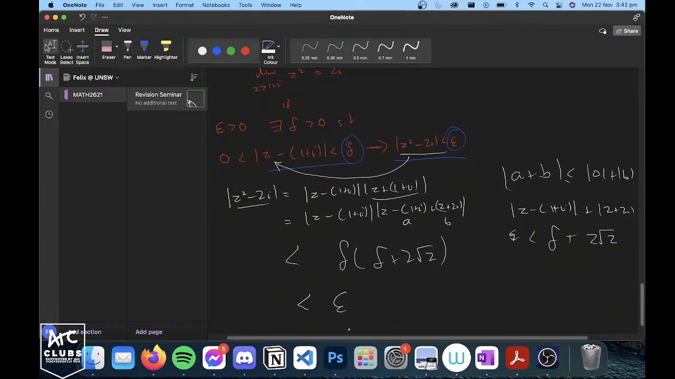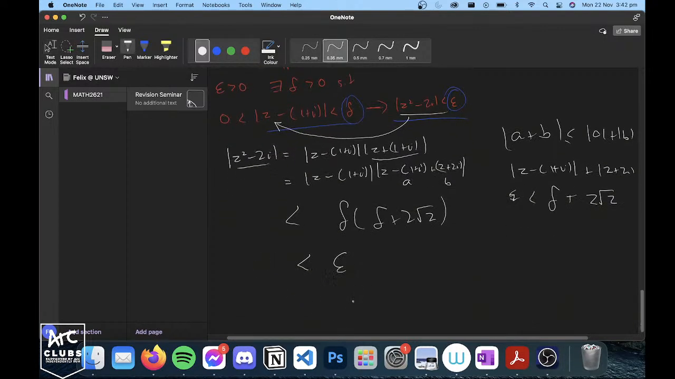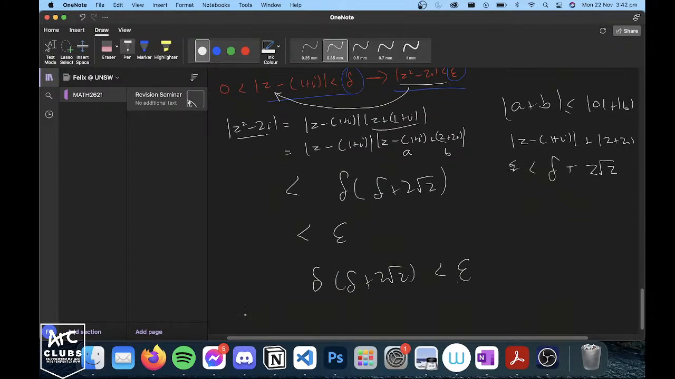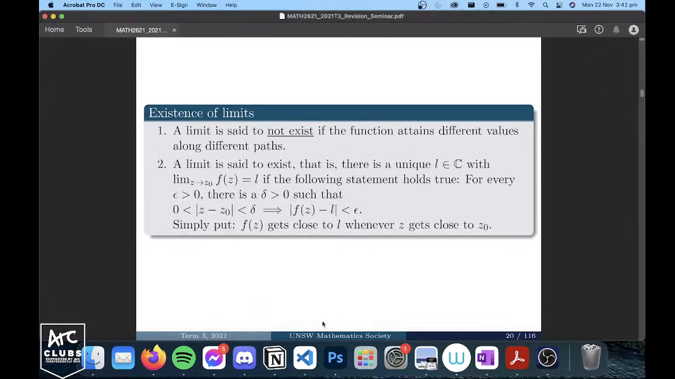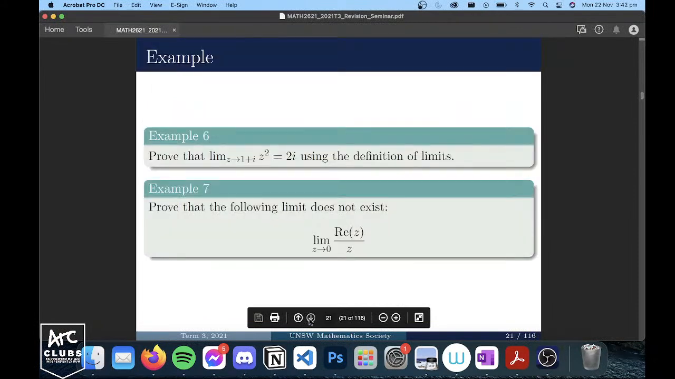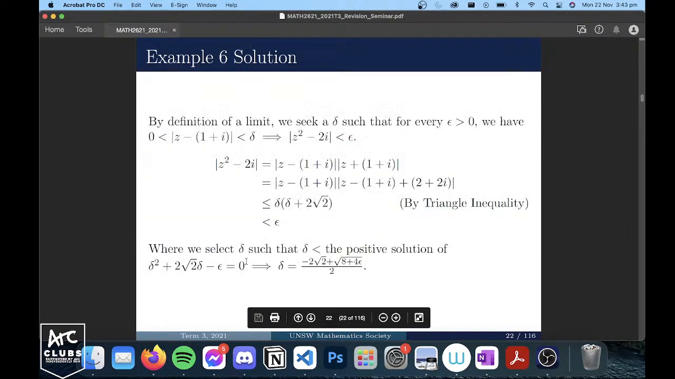And so what we need to do is basically we need to solve delta times by delta plus 2 root 2 equals epsilon. And this would be a quadratic equation, right? And I'll just jump back to the slides here. Yeah, so you would solve this and you take the positive solution.